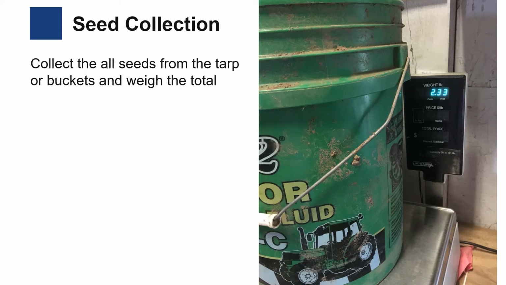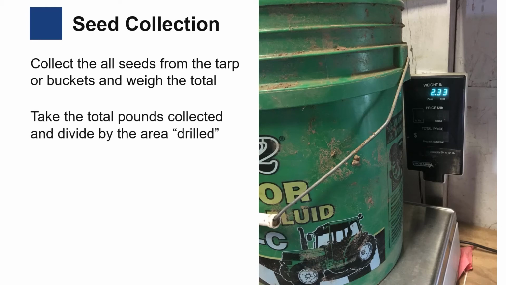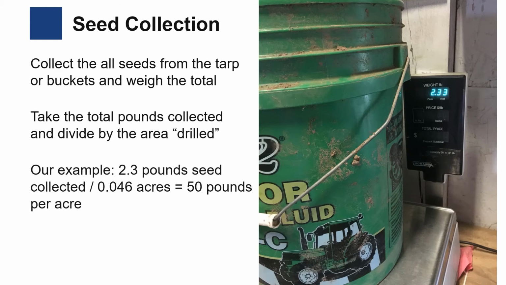Determining the seeding rate of the drill in this example is completed by dividing the total seed weight by the area drilled, which is 0.046 acres. For example, 2.3 pounds collected represents a seeding rate of 50 pounds per acre.